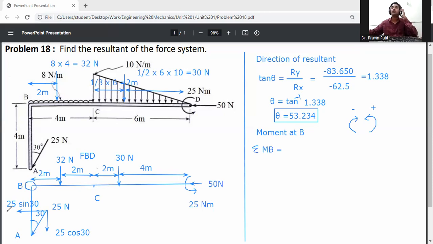First of all, we take 25 sin 30. How is it rotating? 25 sin 30 is in the clockwise direction, so it will be minus 25 sin 30 into the perpendicular distance, A to B, that is 4 meter. Second, 25 cos 30 is passing through the same point, so there is no perpendicular distance, and it will be 0.